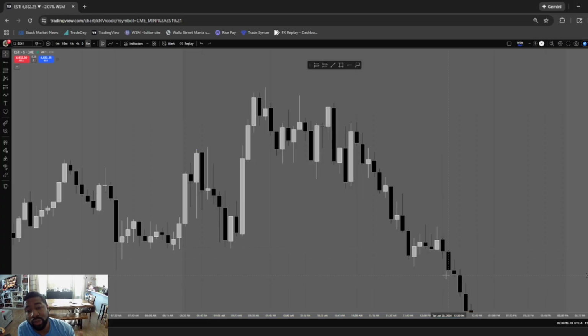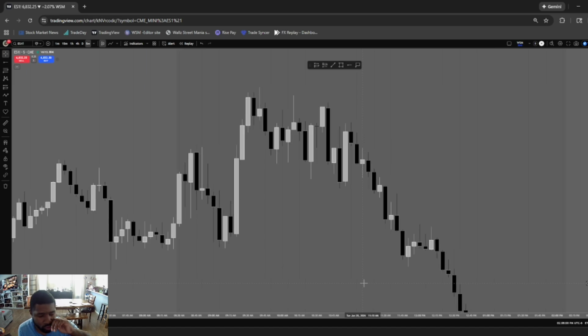But there are also internal breaks of structure. I'm sorry, not internal breaks of structure. That is true. But internal swing highs and swing lows, when price changes direction. So I want you guys to be able to read that and understand it because it is going to help you out a ton.